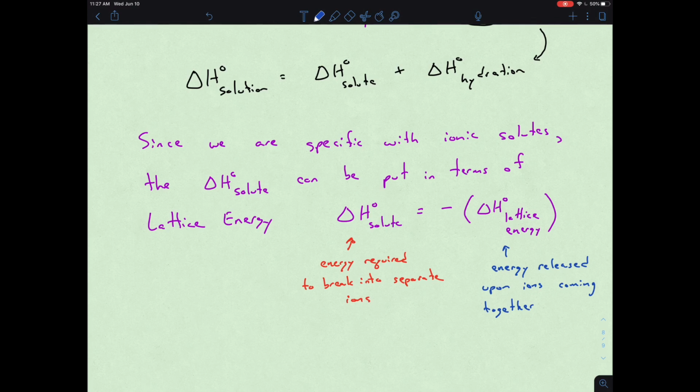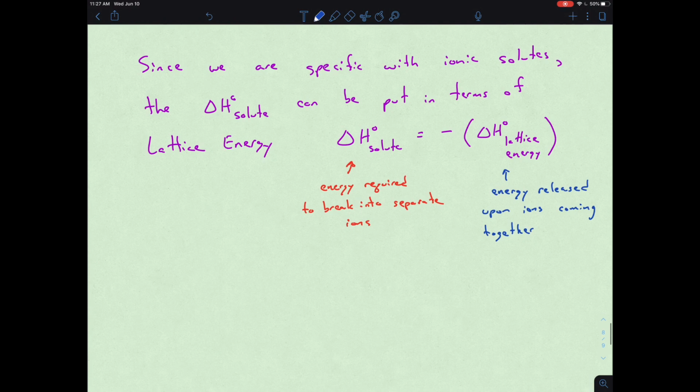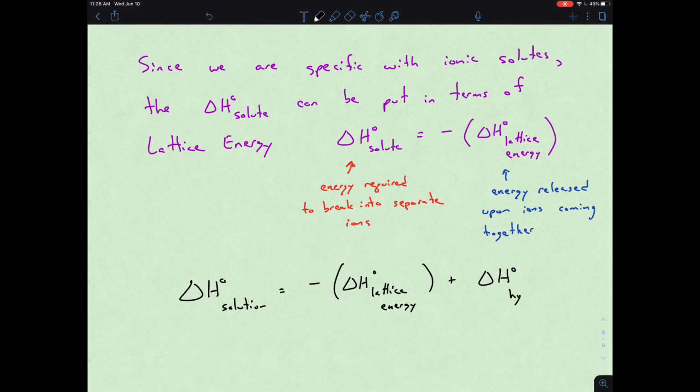So we find that there's yet another version of that enthalpy process where we could say the delta H of the solute is really the negative of the lattice energy, and then that would be plus the delta H of hydration. And this is the common one that we see.